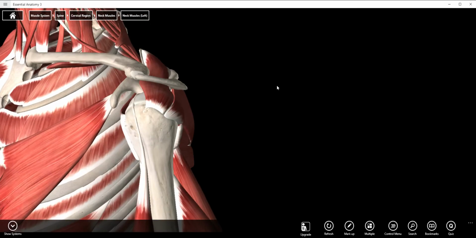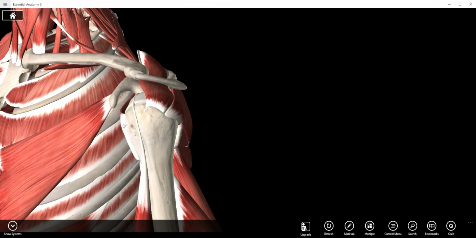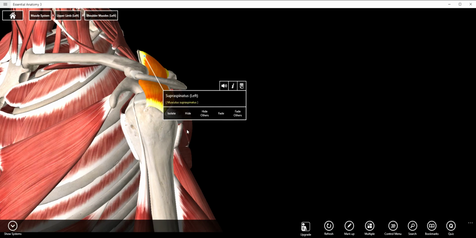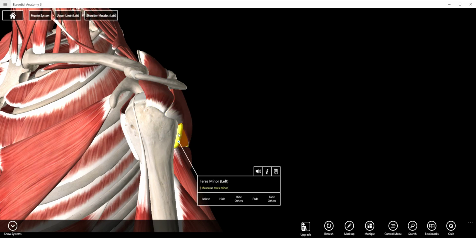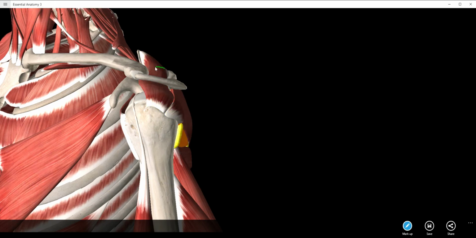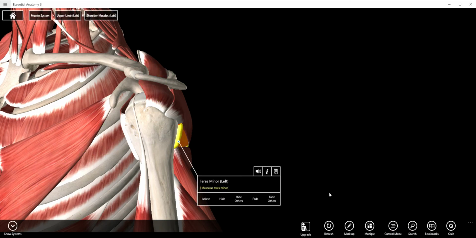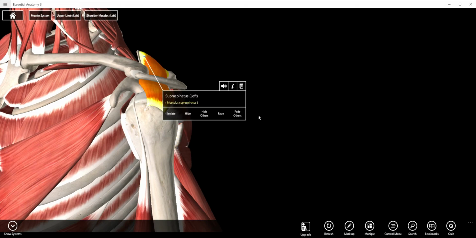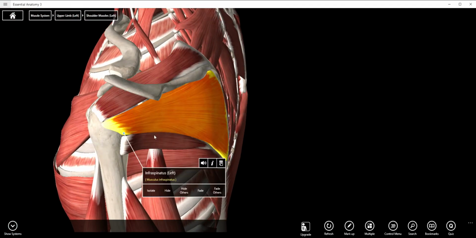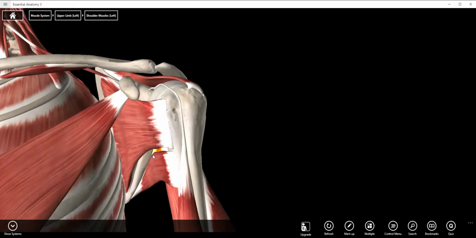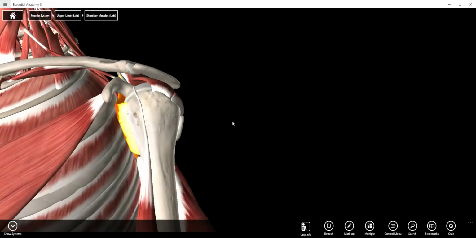I want to do the whole rotator cuff together. And here it is: subscapularis, supraspinatus, infraspinatus, and teres minor. There's an acronym for that: S-I-T-S. Supraspinatus, infraspinatus, teres minor, subscapularis. They just form this nice little cage around the head of your humerus to keep it stable. Supraspinatus is an abductor, infraspinatus and teres minor are external rotators, and subscapularis is an internal rotator.